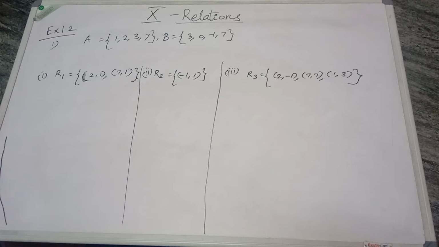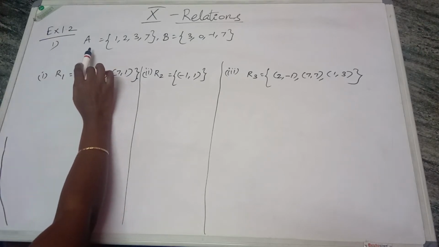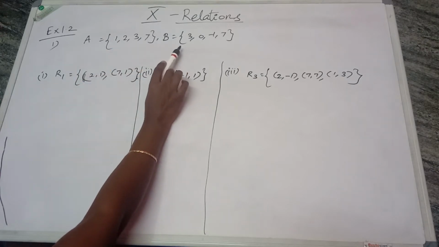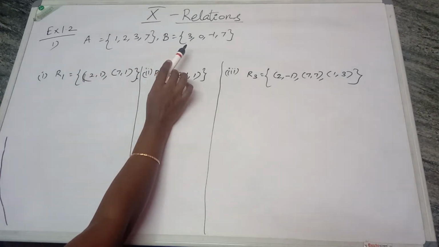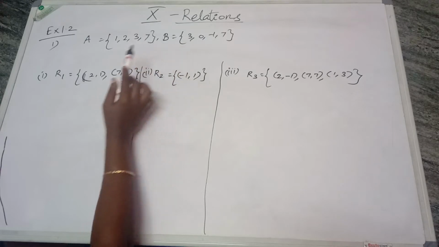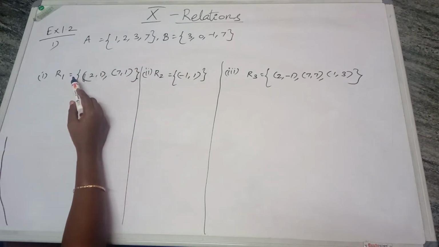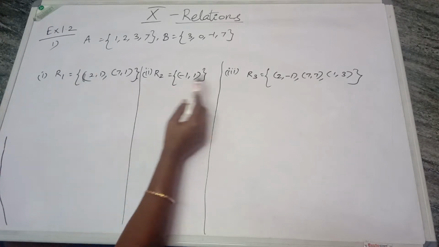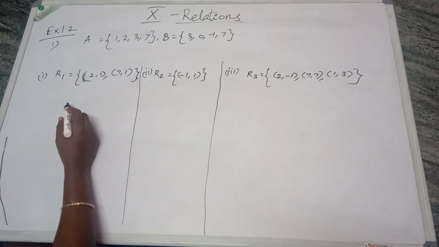In this video, we are going to see exercise 1.2, first problem. They have given the sets A and B. Then which of the following are relations from A to B? Below they have given four relations, R1, R2, R3 and R4. So one by one we are going to see now.